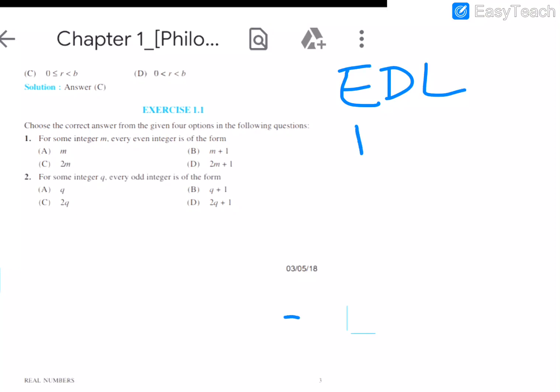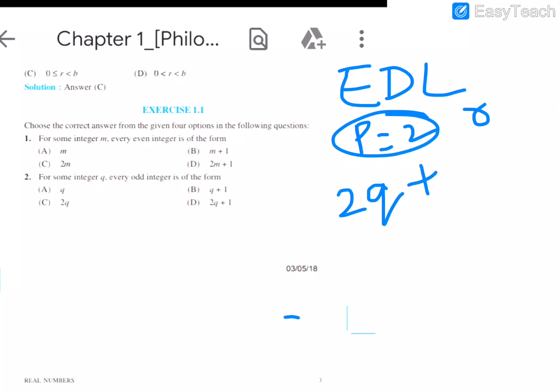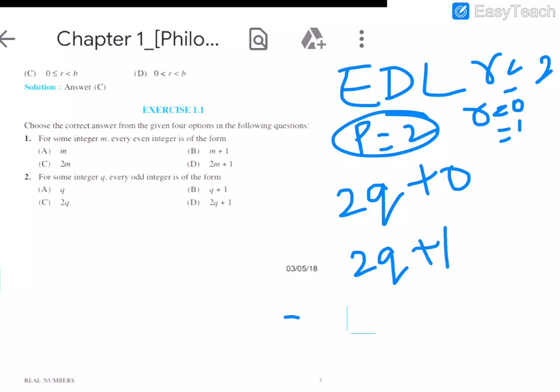Now let's take p is equal to 2. Then any number can be written in the form 2q plus r, where, when it is divided by 2, r should be either 0 or 1. r is always less than 2. So r is equal to 0 or r is equal to 1. For r equal to 0, we get 2q plus 0, and for r equal to 1, 2q plus 1. So there are only two possibilities, 2q and 2q plus 1.